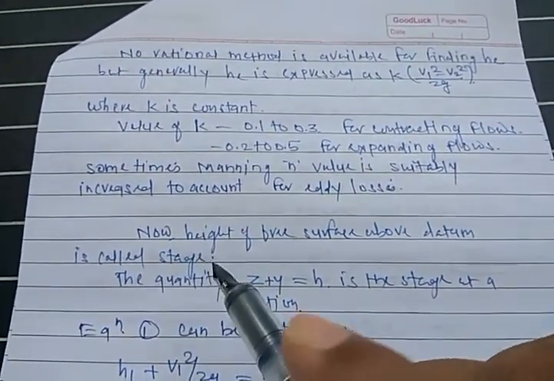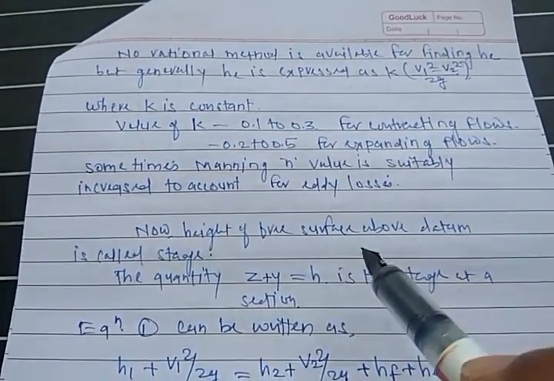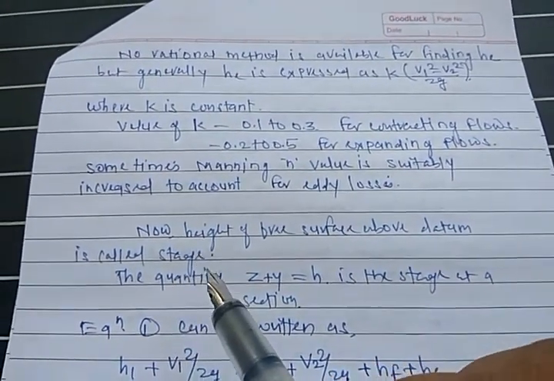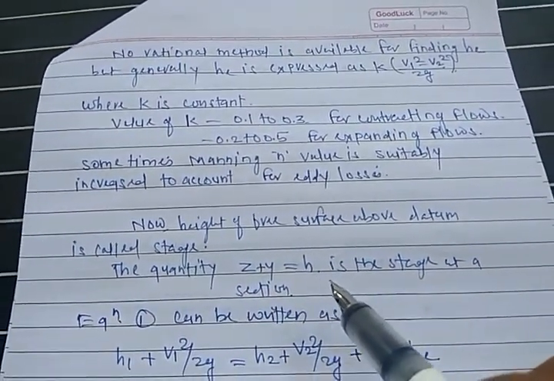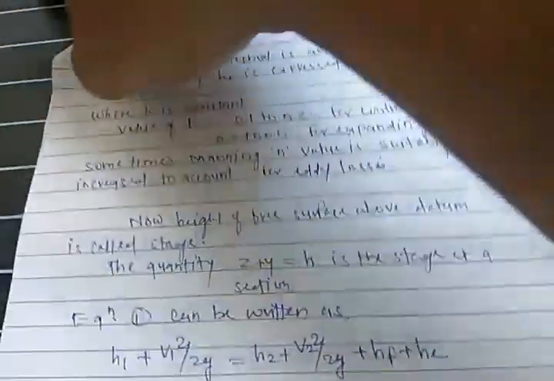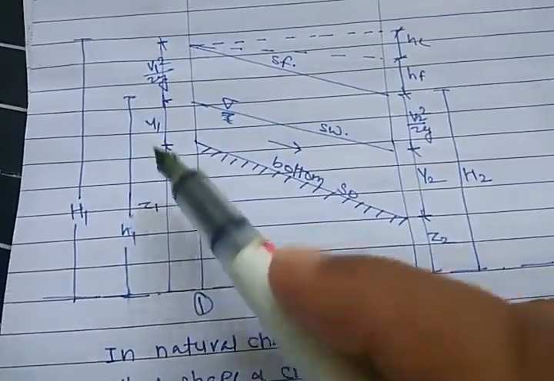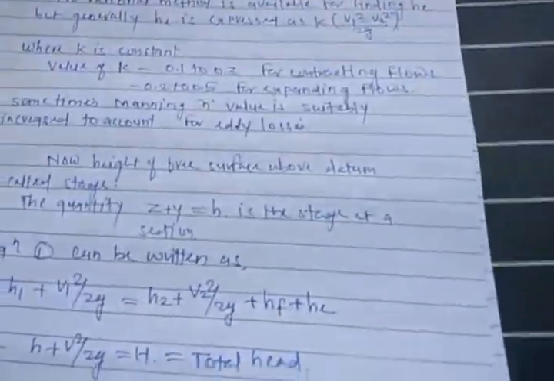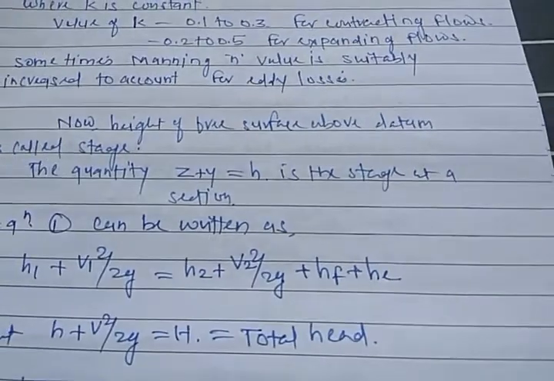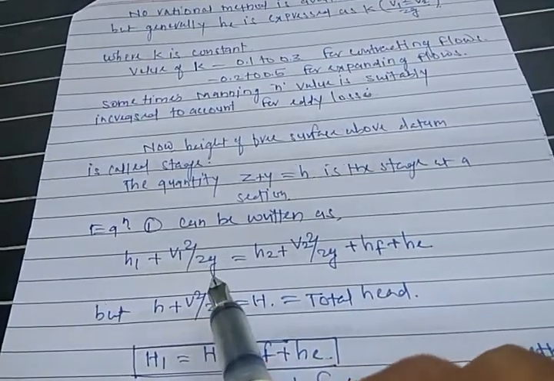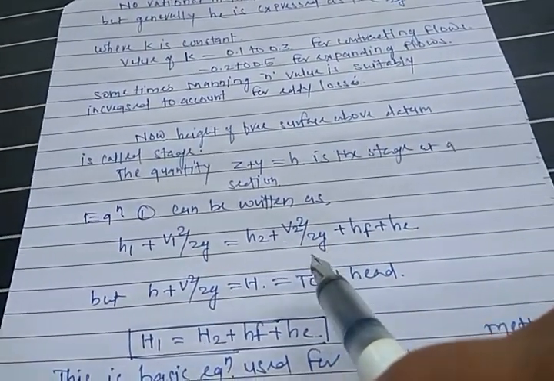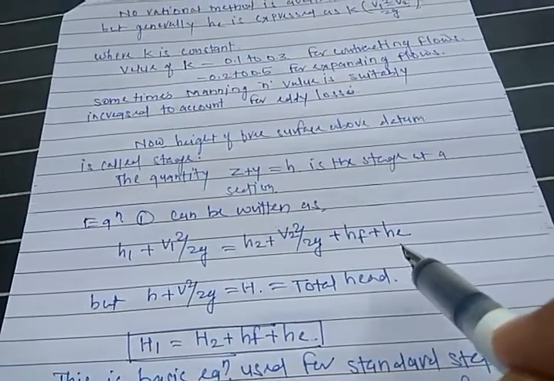Next, the height of the free surface above the datum is called the stage. So this is a new thing. The quantity z plus y is equal to small h, which we have already shown in the figure: small h1 is z plus y at section 1, small h2 is z plus y at section 2. Capital H2 and small h2 are different; capital H2 refers to total head. Next, equation 1 can be written as h1 plus v1 square by 2g is equal to h2 plus v2 square by 2g plus hf plus he.